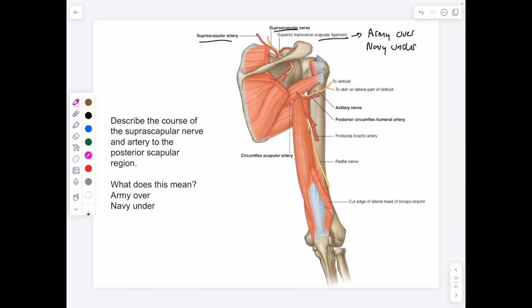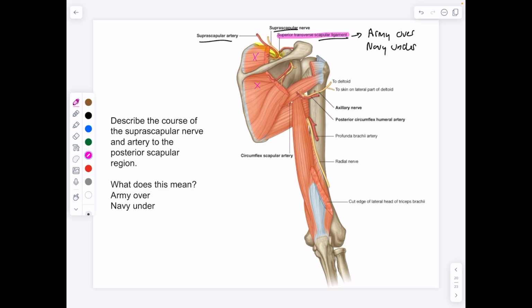All right, so suprascapular artery and nerve. This is coming up to the supraspinatus and then the infraspinatus, and you specifically have this when you're dealing with this nerve. You have this ligament right here; basically it's a notch along the superior angle of the scapula, and that notch has the superior transverse scapular ligament.